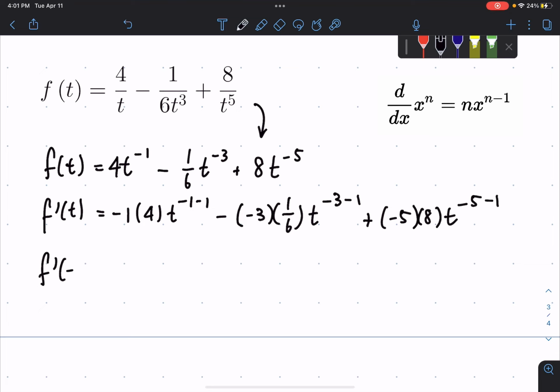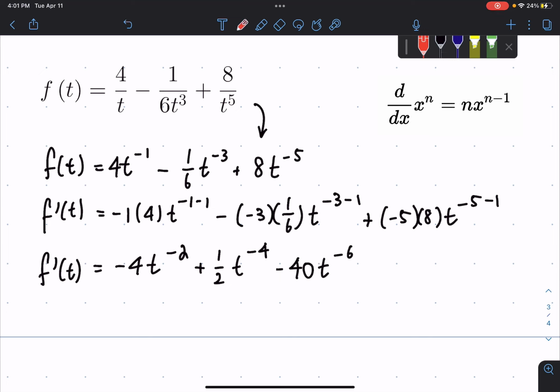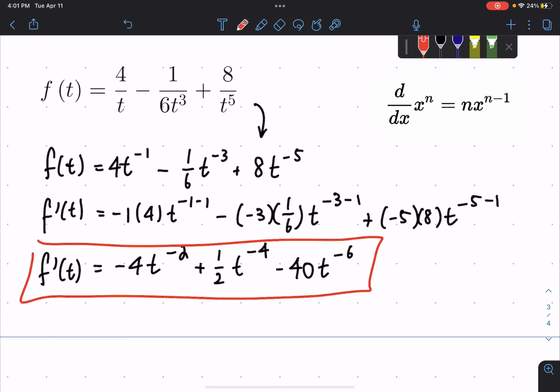So you end up with negative 4 times t to the power of negative 2, plus 3, because two negatives make a positive, times 1 over 6. I can rewrite this as 1 over 2 times t to the power of negative 4, minus 40 t to the power of negative 6. And here is our final answer.